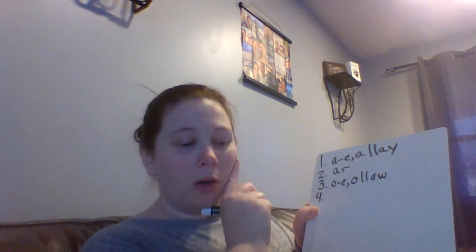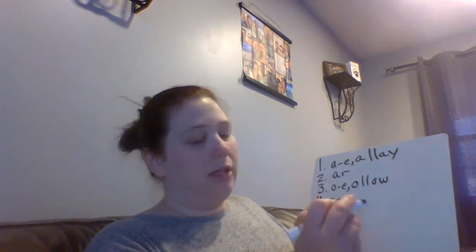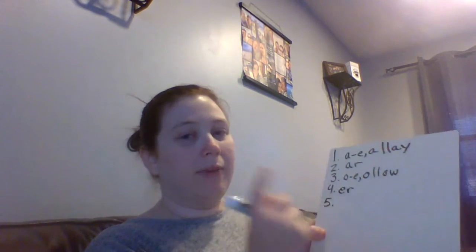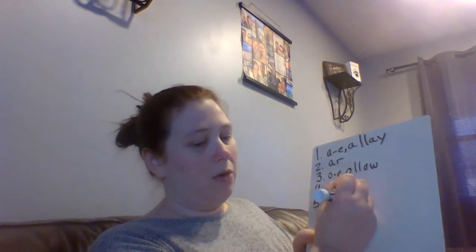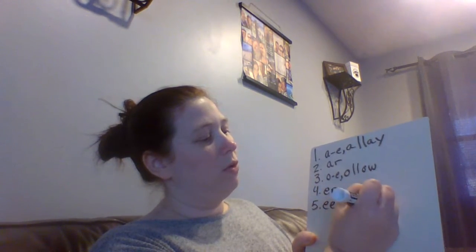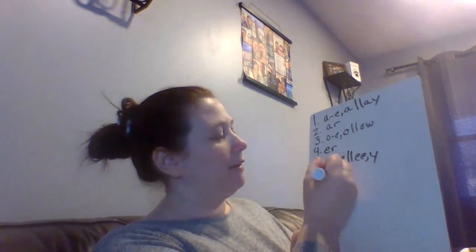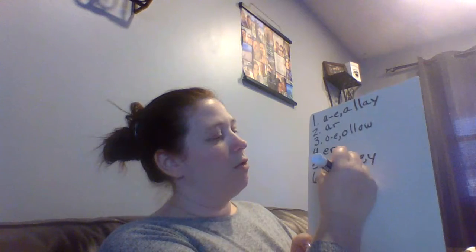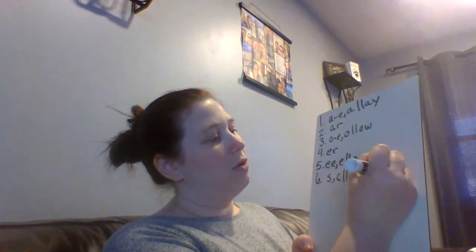Number 4, we have, and that's ER. Number 5, we have E. We can make E by EE, comma, E, or as a final sound, EE or Y. Number 6, we have S. Make S with a couple different letters, don't we? S, comma, C, or as a final sound, SS, SE, or CE.